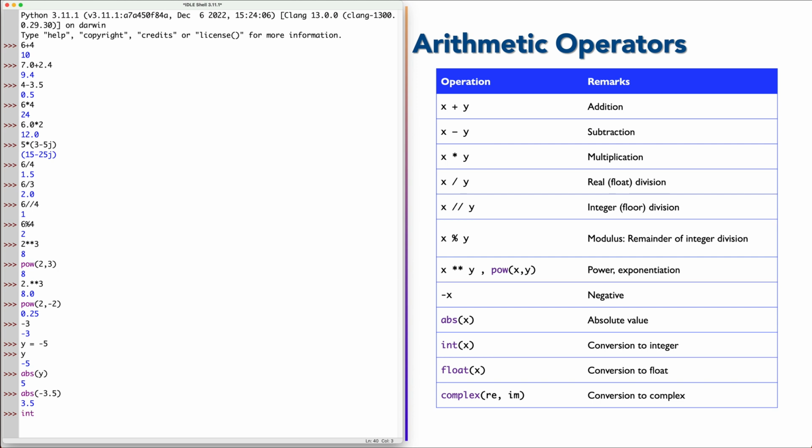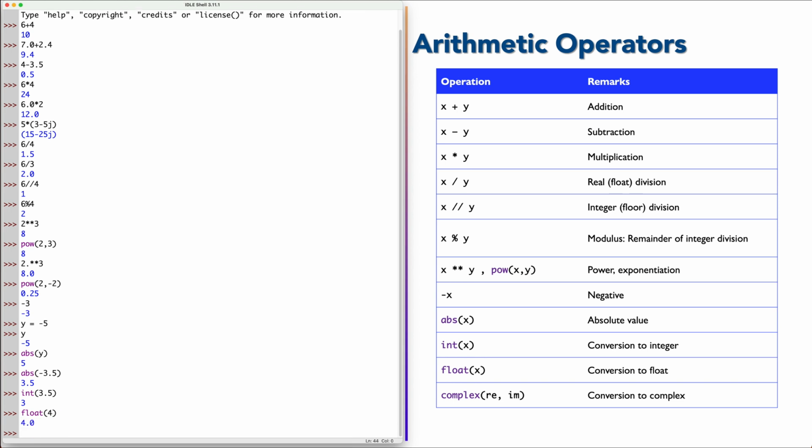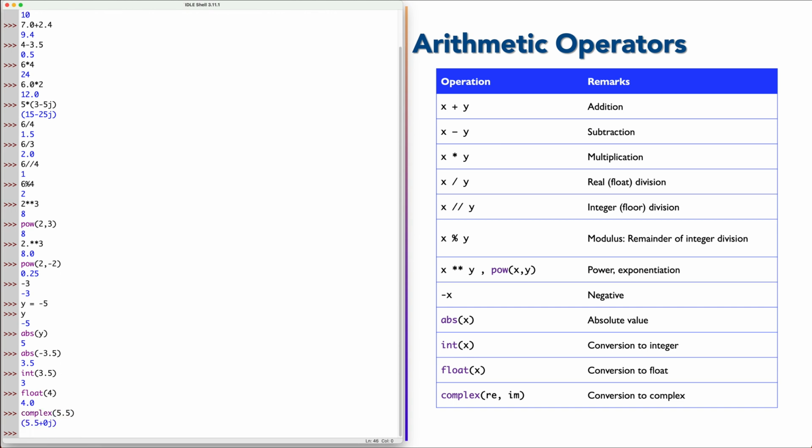Again, the integer, float, and complex functions, as we saw before, are just conversion or typecasting functions. For example, int of 3.5 will return the integer part. We can transform a float or an integer value to a float simply by entering it, and so on, as we saw before. Complex also. So it is just transformation to these types.